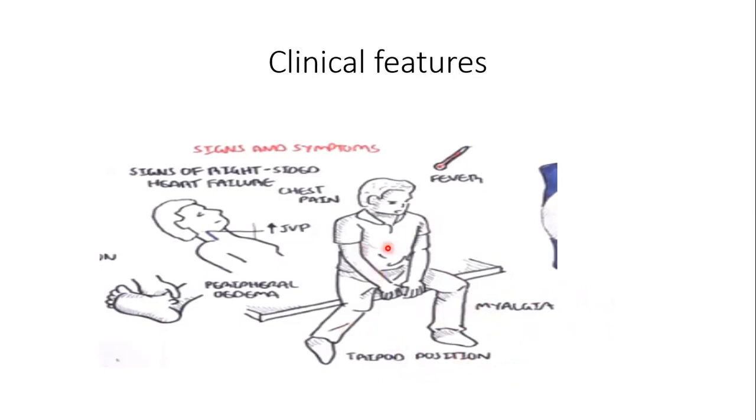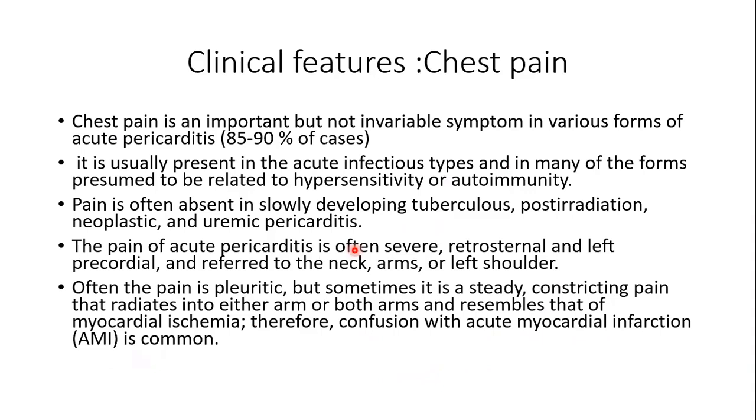Okay, so over time with progression, if nothing is done, a patient may classically have signs of right heart failure, which we're going to talk about much later, which you could have in tamponade, and in constrictive pericarditis. Looking at the chest pain, which seems to be the main complaint of the patient, it is present in about 85 to 90% of patients who have acute pericarditis. It is usually present in the acute infectious type, and in many of the forms presumed to be related to hypersensitivity or autoimmunity. Pain is often absent in slowly developing tuberculosis or post-radiation, neoplastic and uremic pericarditis.